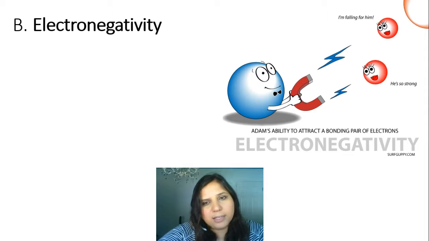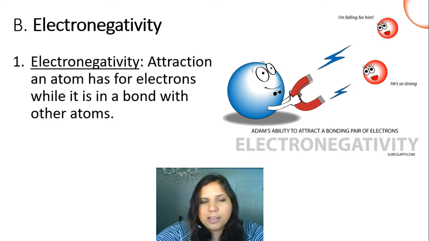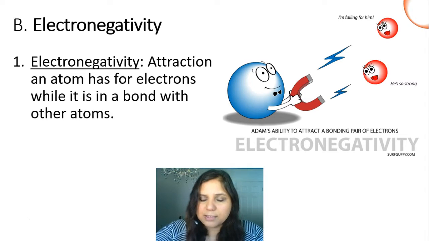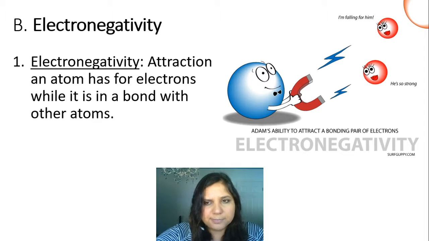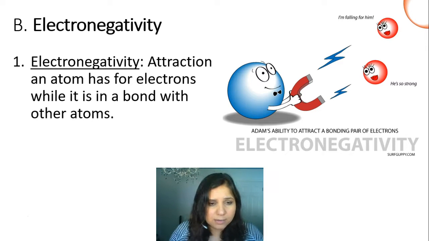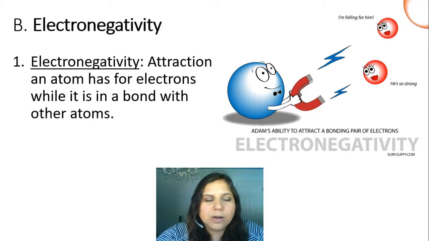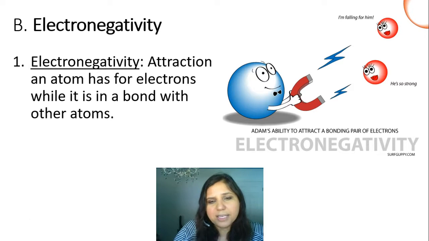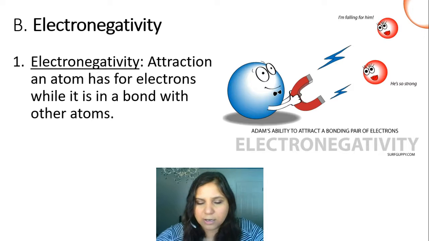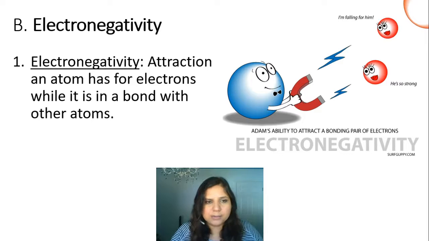Okay, next we'll talk about electronegativity. Here it is. It's the ability of an atom to attract a bonding pair of electrons. Okay, so in our bonds, what's going on is electrons are being shared or they're being completely taken. So one gives and the other takes in a bond. And so electronegativity is how good an atom is at drawing in electrons. So how attractive it is. That's why you see this cute little cartoon of an atom holding a magnet drawing in some electrons.